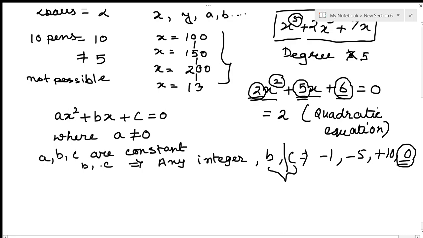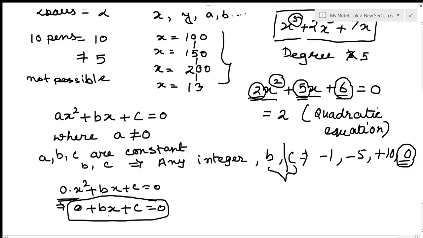Why? Let us take a is equal to 0. In place of a we are writing 0. See, 0 into anything is equal to 0, plus bx plus c equals to 0. Now check what is the degree of this equation. What is the maximum power of x? This is 1. So when this is 1, this is not a quadratic equation. This is the reason why a cannot be 0. Then it will not be a quadratic equation.